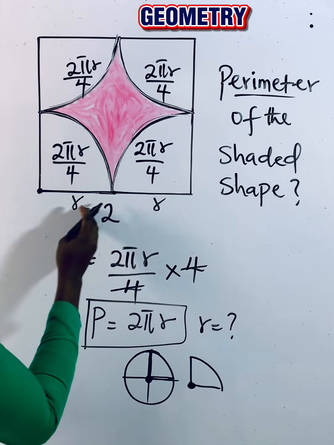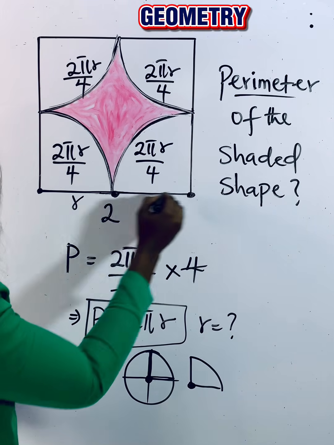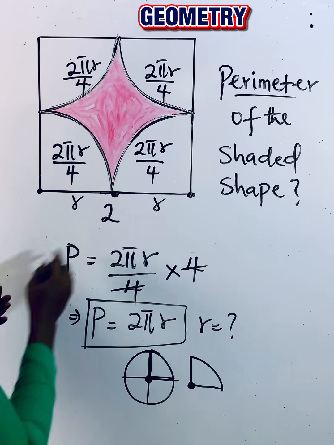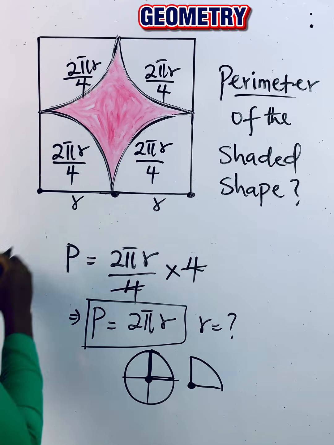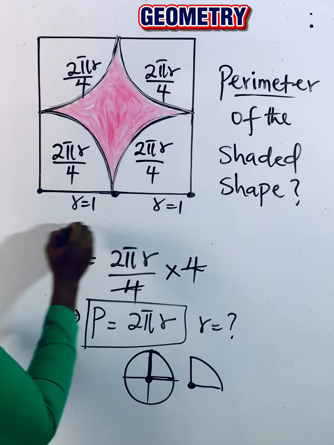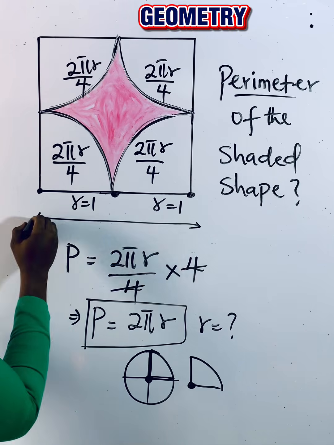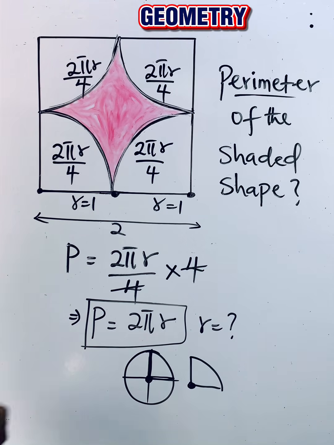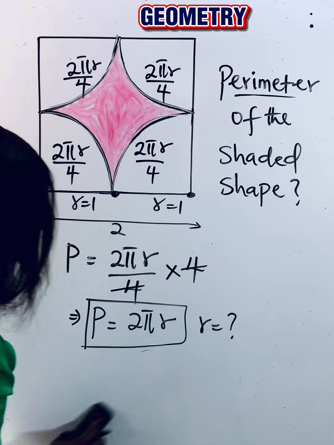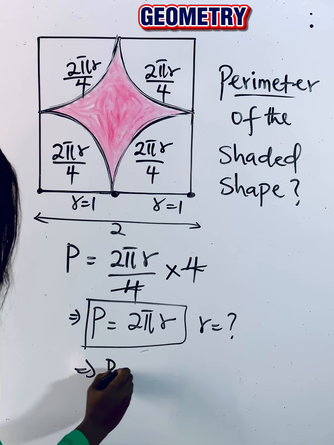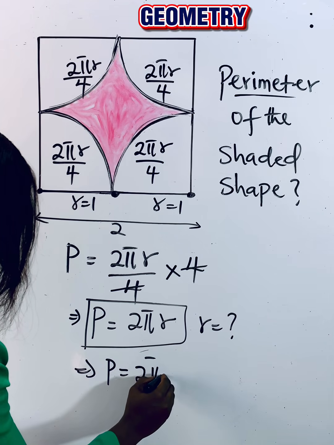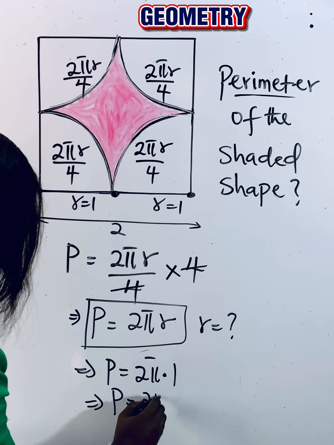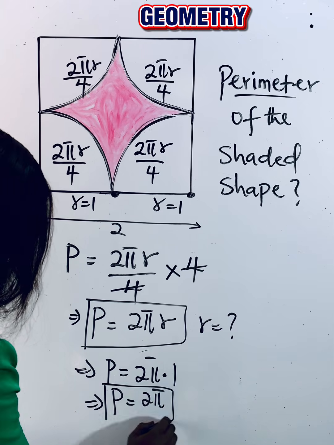Remember that the total length has been given as 2. And you notice that these two lengths are equal. From here to here is equal with this. So divide 2 by 2, and it means that this length is 1 and this is 1, so that the total length gives us 2 units. So if the radius is 1, quickly substitute it. That gives us that the perimeter of that shape is 2 pi multiplied by 1. And when you do that, the perimeter gives us 2 pi as an answer.